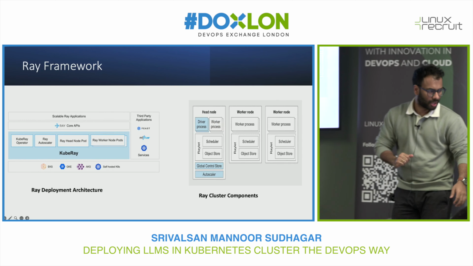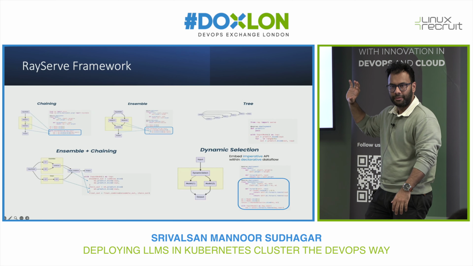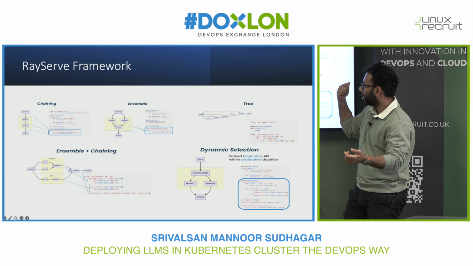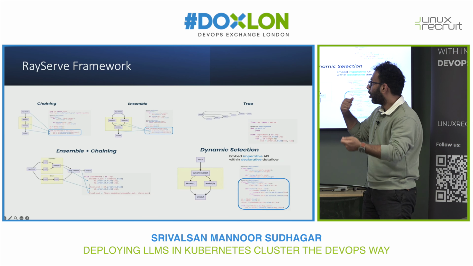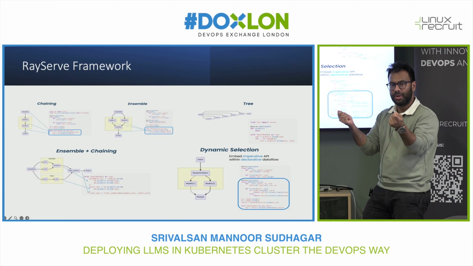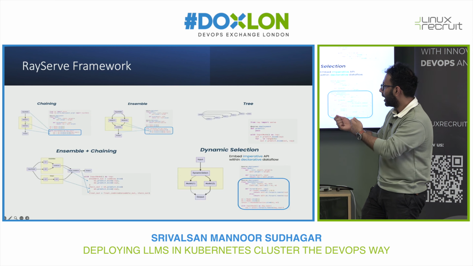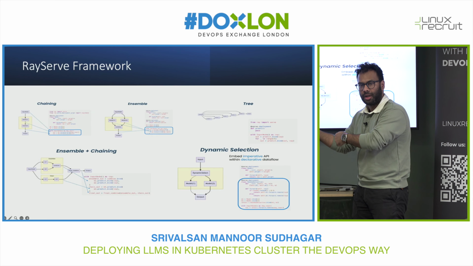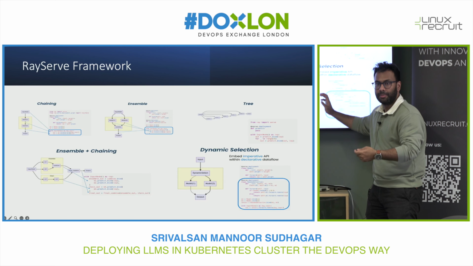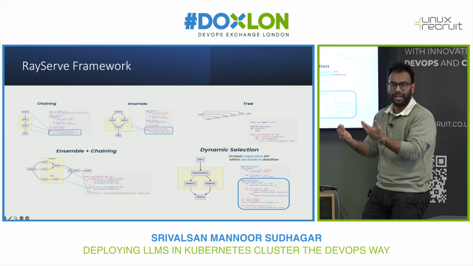I'll probably just skip ahead and move on to the next slide. These are a few patterns in which you run machine learning models. If you have a scenario where you want to chain two machine learning models, or a scenario where you want to do ensembling and chaining, you have to identify, based on the request, which model to get the inference from, and then chain the output to another model to get the output. Or if you have a scenario of dynamic selection, based on the input you have to dynamically decide which machine learning model needs to be used.